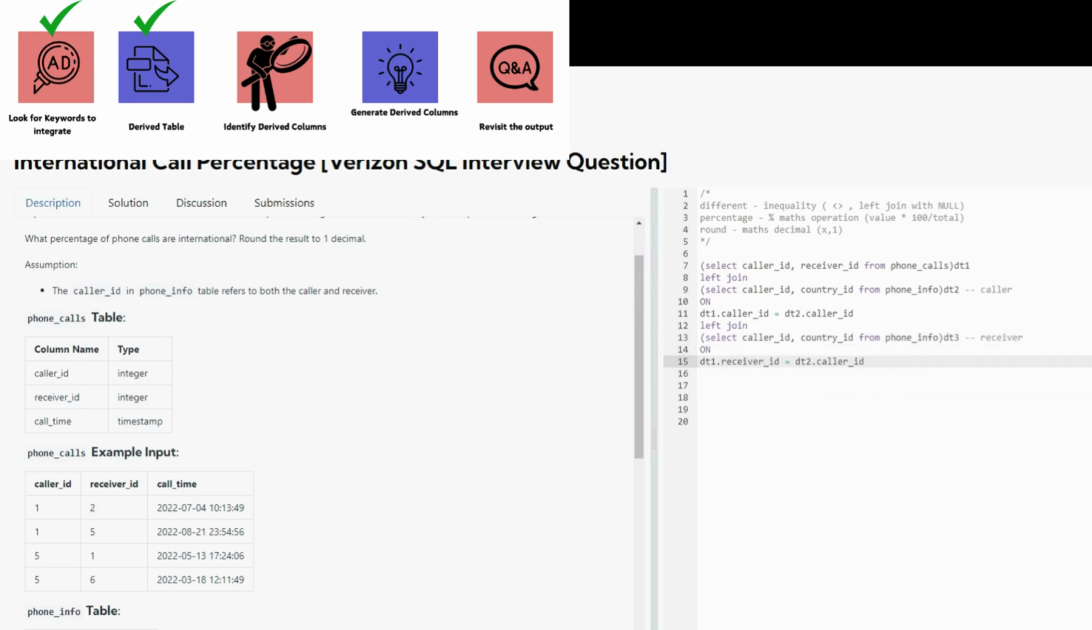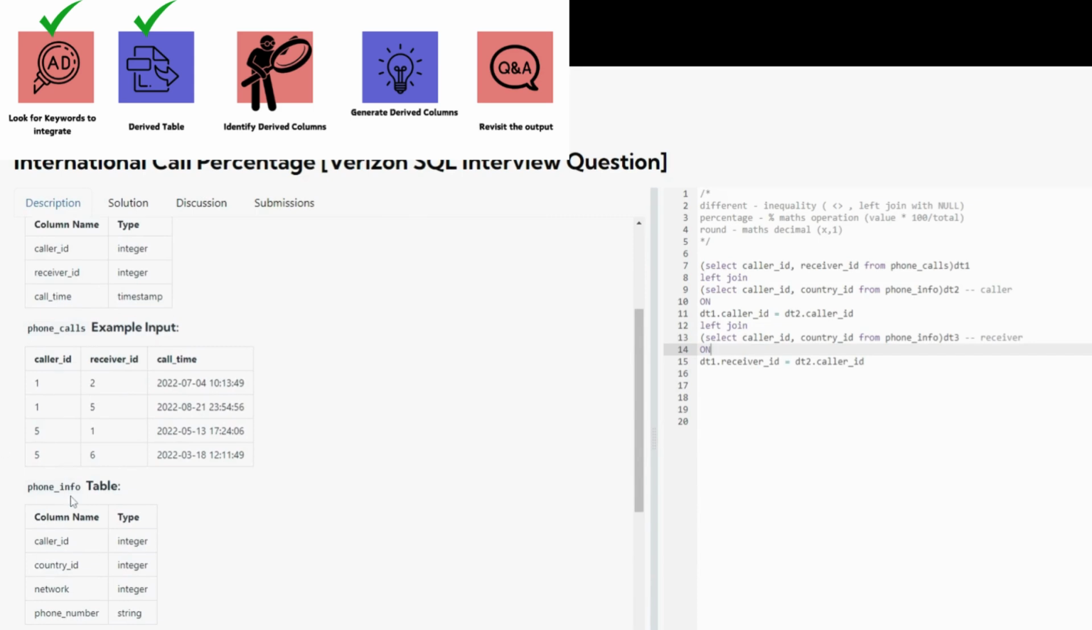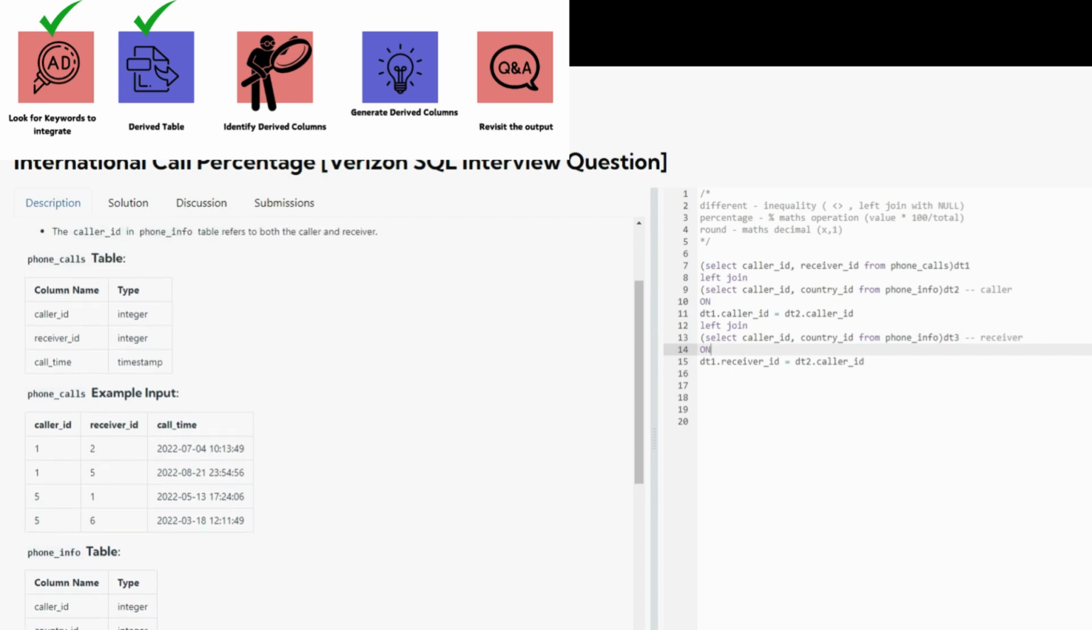So to give you more explanation, the phone info basically is a dimension table. It holds information of all the callers. That caller can be a receiver in some cases or an actual genuine caller. And phone calls is like a transaction fact table where it is just maintaining all the calls that are made, right? So phone info has information of all the customers, and phone calls actually has all the information of actual calls happening, right? So I think we are good with this, and as usual, derived table is done, join is done.